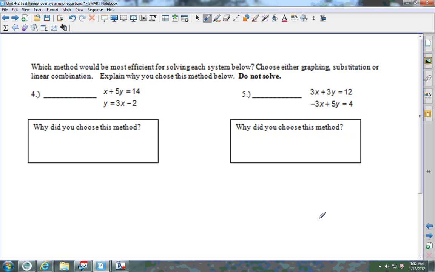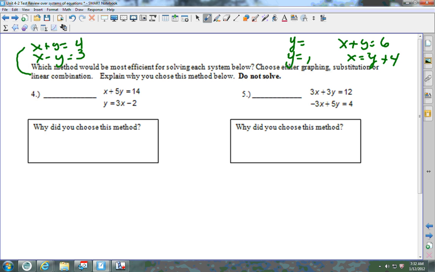Next, which method would be most efficient in solving each system? Choose either graphing, substitution, or linear combination and explain why. When you use graphing, it's easier when they're already in y equals form and already set up to where you can put them in the calculator. Substitution, when one is in standard form and another one says x equals or y equals, that's when you use substitution. Linear combination is when both of them are in standard form. That's when it's the easiest to use that.